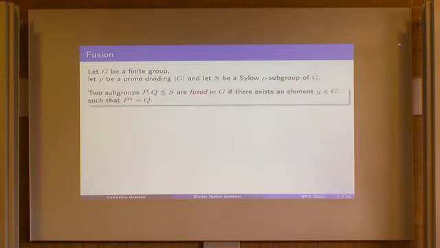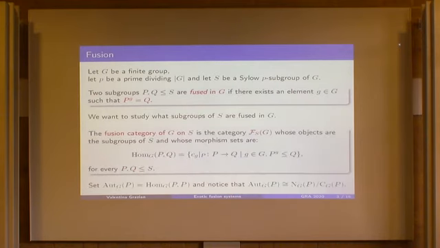What do we mean by fusion? If we have a finite group G, prime p dividing the order of G, and a Sylow p-subgroup S of G, then we say that two subgroups P and Q of S are fused in G if they are conjugate by an element of G. And now we want to look at all the subgroups of the Sylow S and try to understand which ones are fused. To do that, we introduce a category, the fusion category of the group G on S. This is a category where the objects are all the subgroups of S, and the morphisms are exactly the restriction maps, the restriction of conjugations by elements of G.